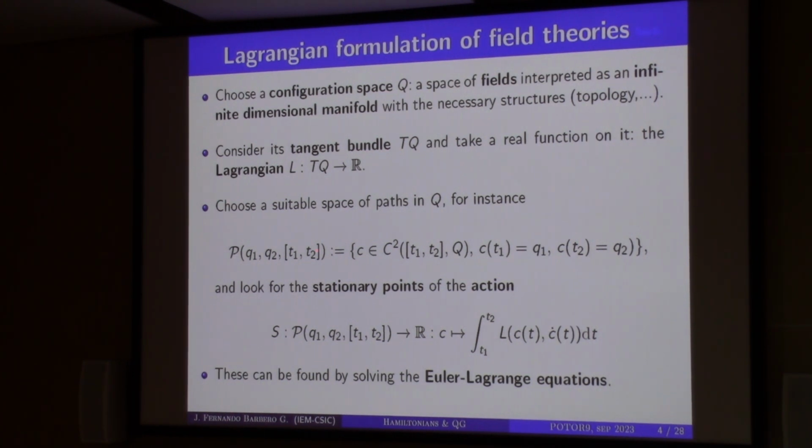Now, with the help of the Lagrangian, you define a real function on this path space, which is called the action, and you use the Lagrangian as the integrand. And your dynamics is given by the stationary points of this action, which are given by the Euler-Lagrange equations.